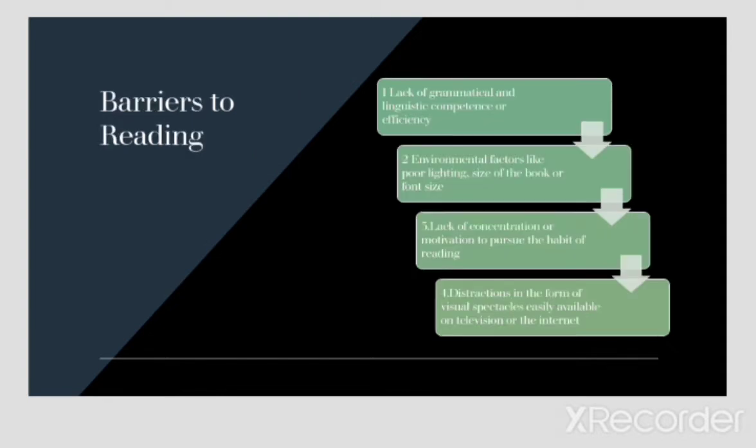Next, what are the barriers to reading? What are the things that hamper us or prevent us from reading? First one is lack of grammatical and linguistic competence or efficiency. Suppose we lack knowledge of a particular language, we won't be able to read. If we are not familiar with the structure, vocabulary, grammar of a particular language, we won't be able to read, right? So the first point is lack of grammatical and linguistic competence.